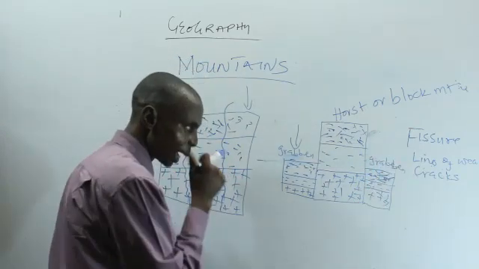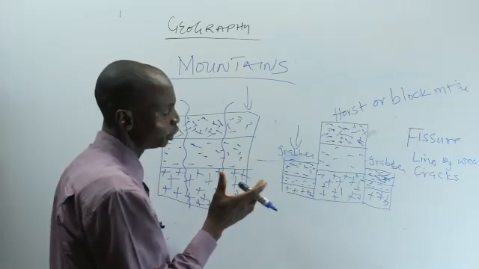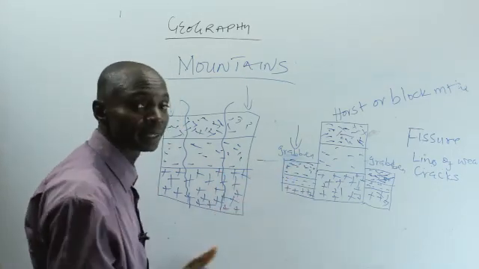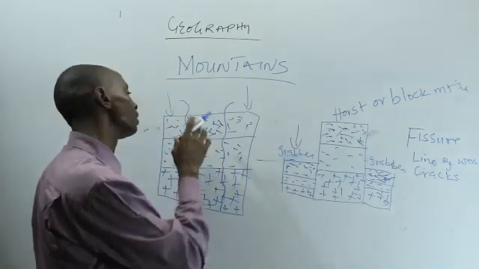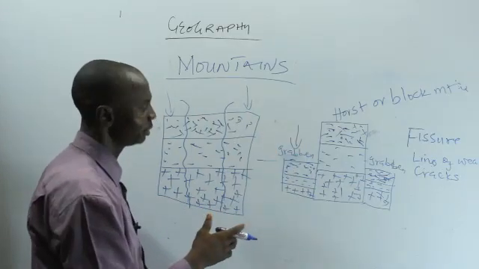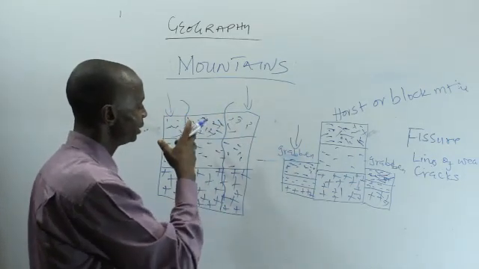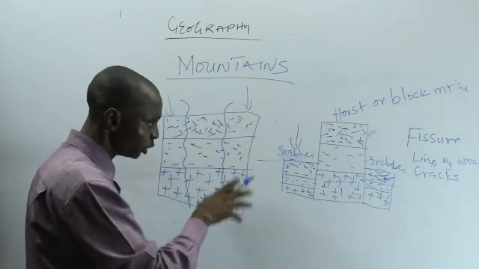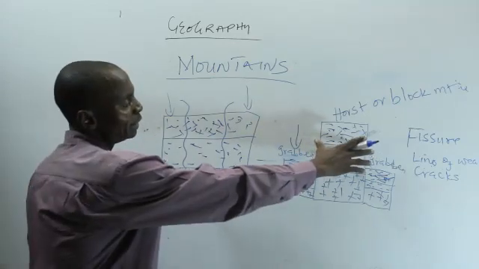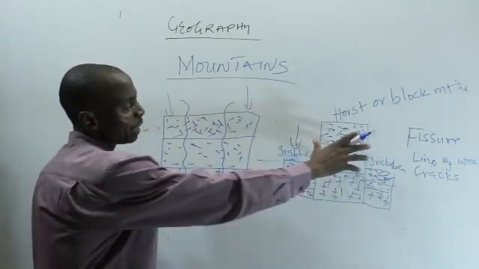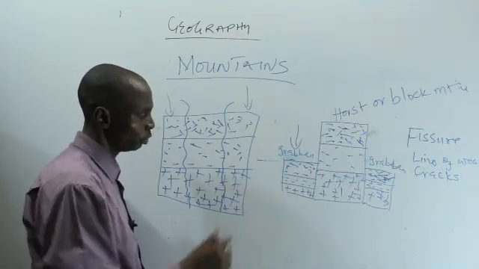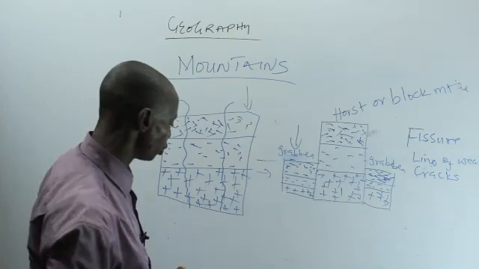Now, if you are asked to describe the formation of block mountain, what you should simply say is that block mountain is formed as a result of what? Two lines of weakness. Then this side will fall, collapse to remain the middle one standing. This middle one that remains standing is what we call host, or what? Block mountain. This is block mountain.